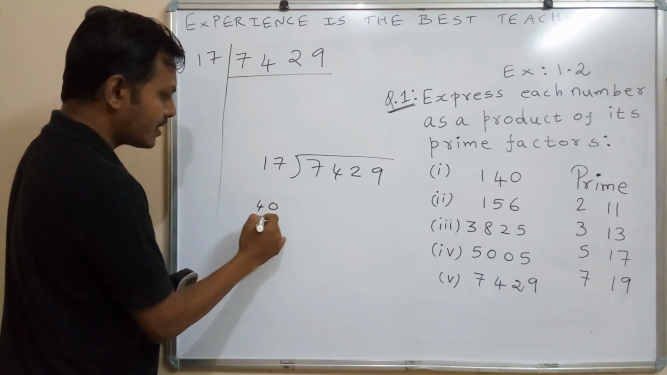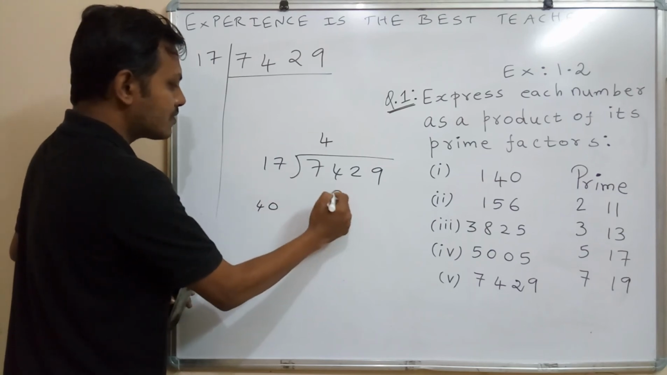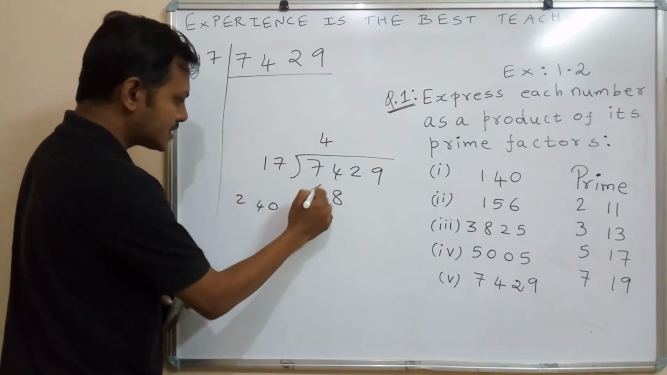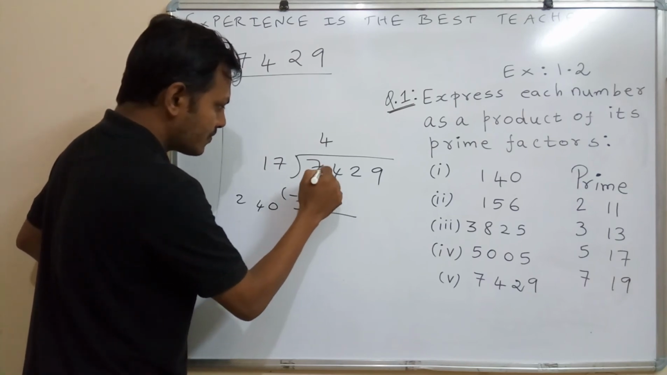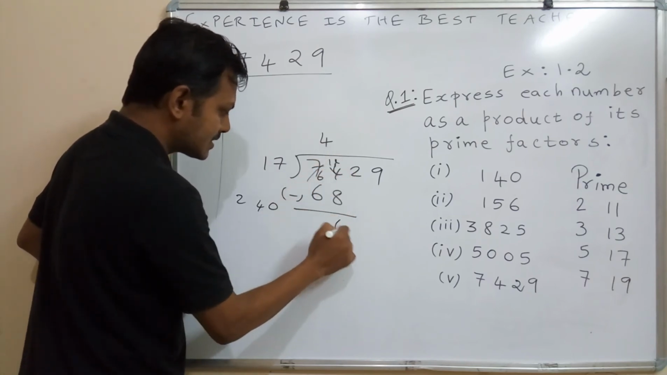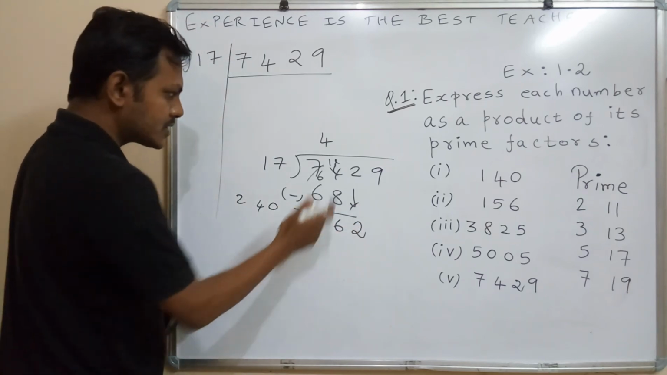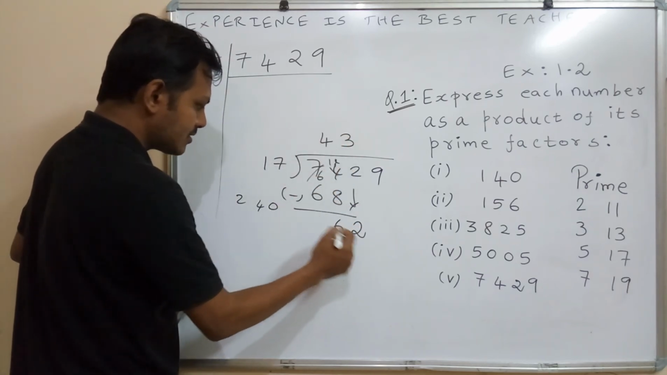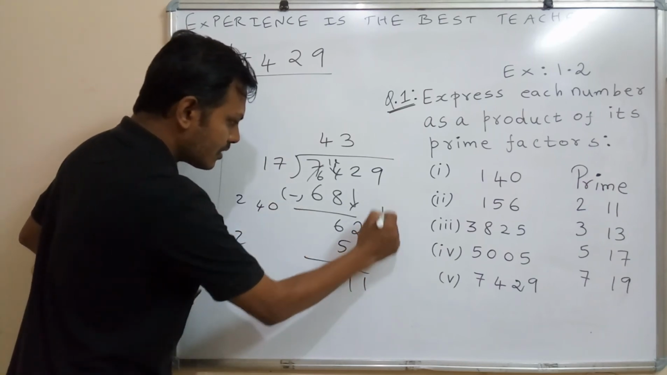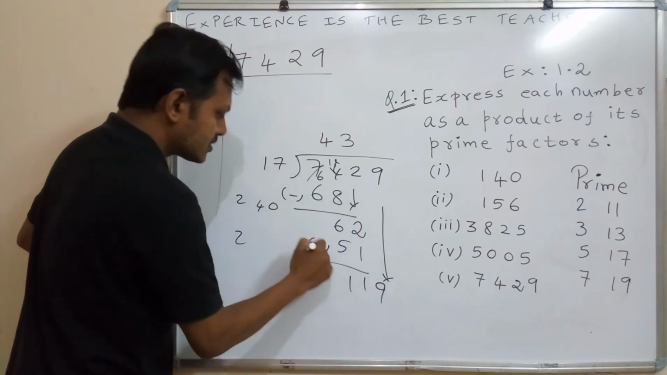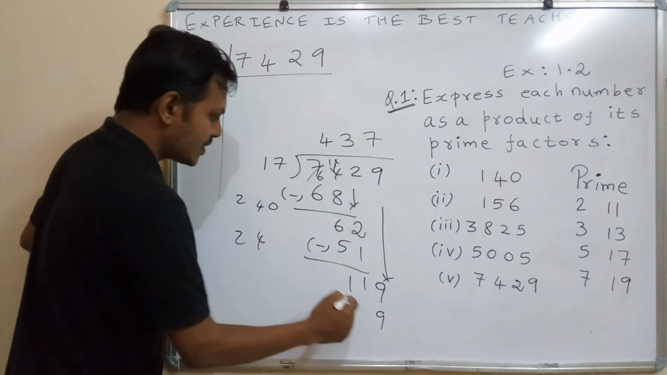4 7s are 28. Balance 2, 4 1s are 4, 68. So minus, 4 minus 8 it will go. So it becomes 6. 14 minus 8, 6. Take 2. Now we cannot use 4 times. So 3 times 17. 3 7s are 21. Balance 2, 3 1s are 51. So 1, 1, 9. So 7 times 17 is 7 7s are 49. Balance 1, 7 1s is 7 plus 4, 9.